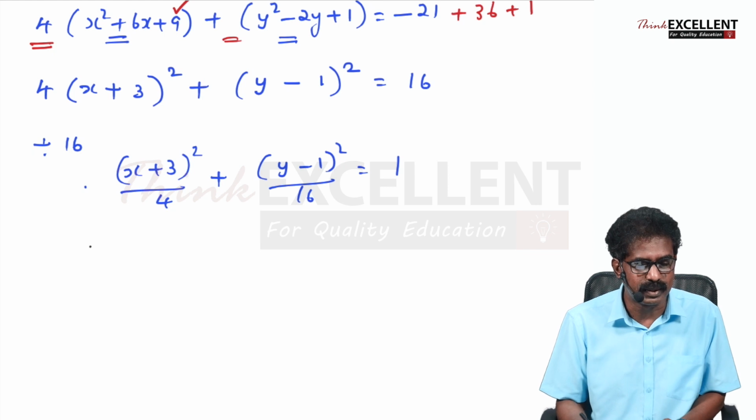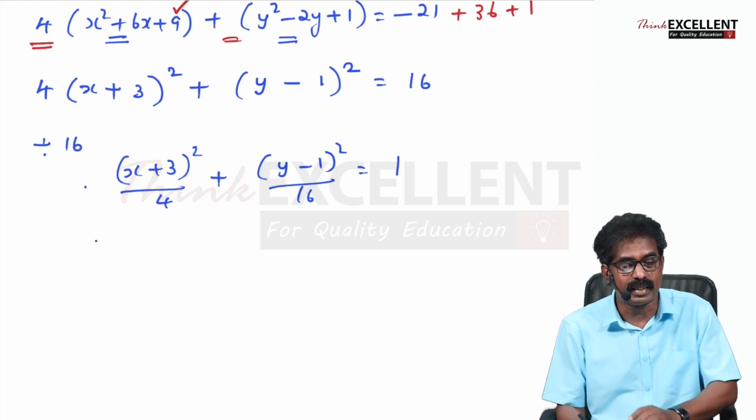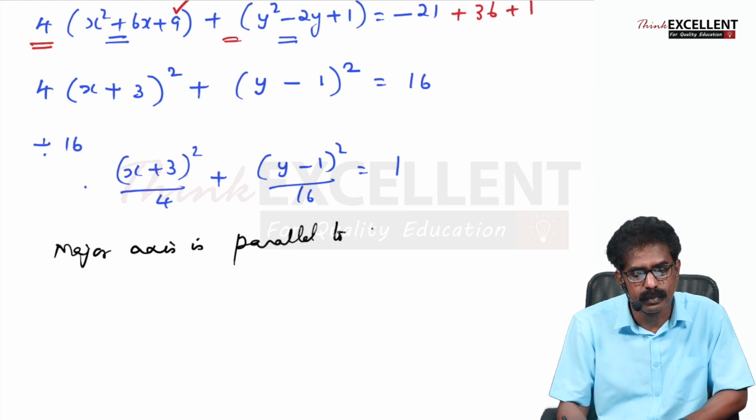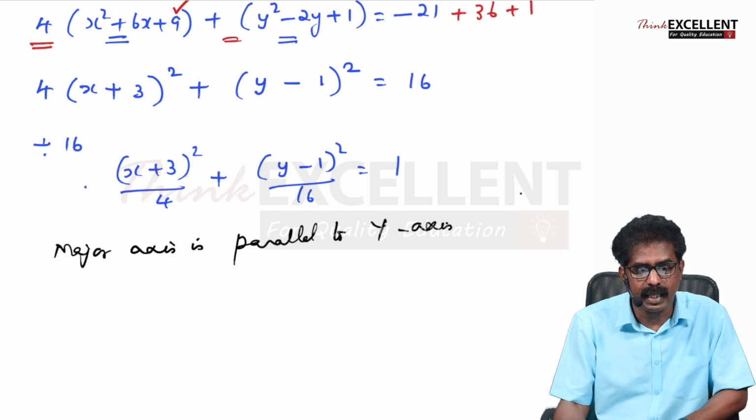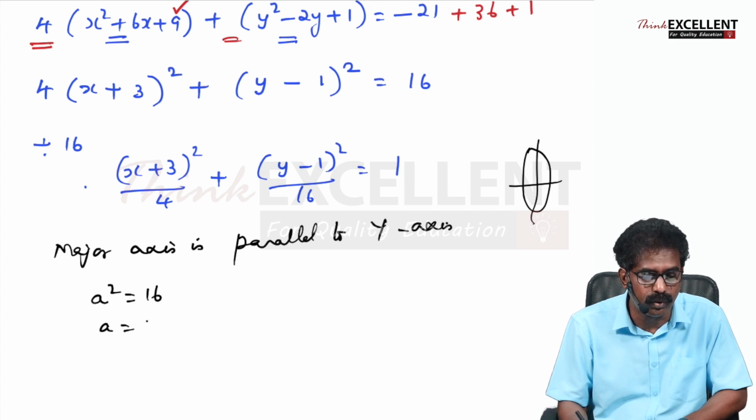So I'll give a few steps. This is of which type? See the denominators 4, 16. So smaller, greater, second type, right? So the major axis is parallel to the y-axis. Major axis is parallel to the y-axis. So this is of this type, right? So what is a square? The greater number, 16. So a value is 4.